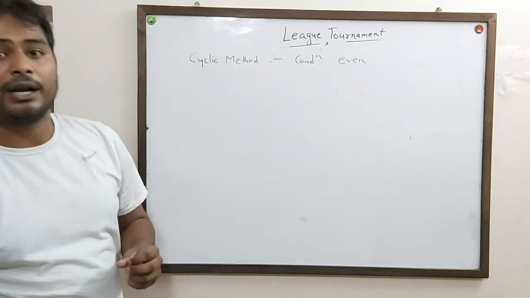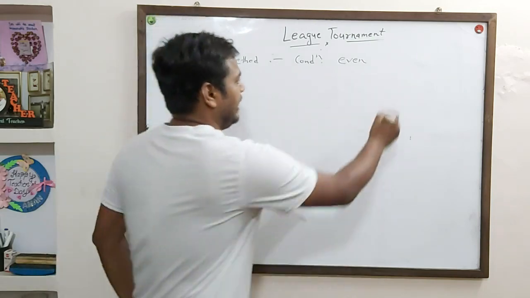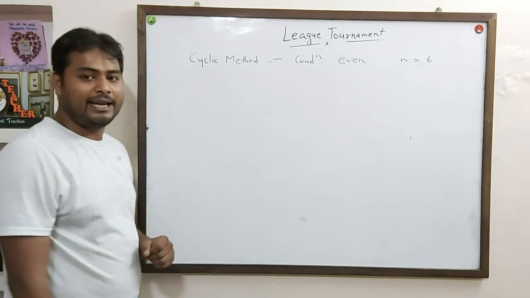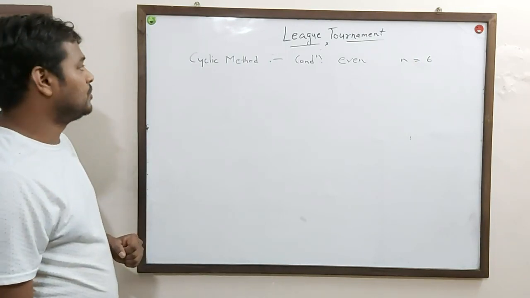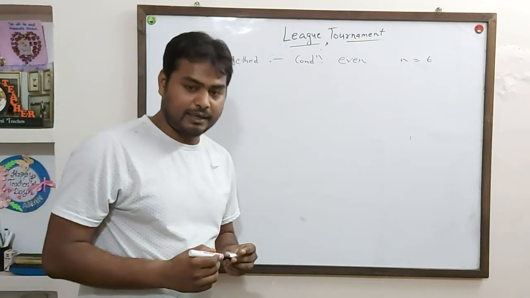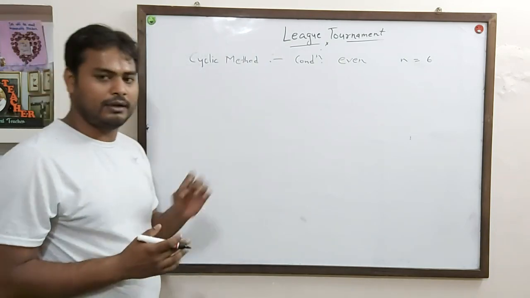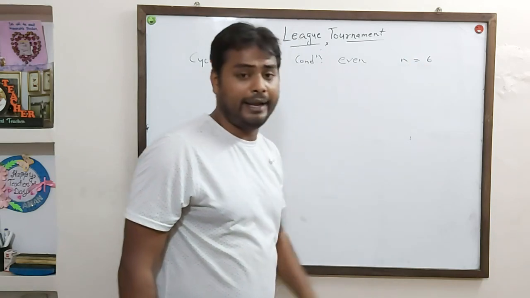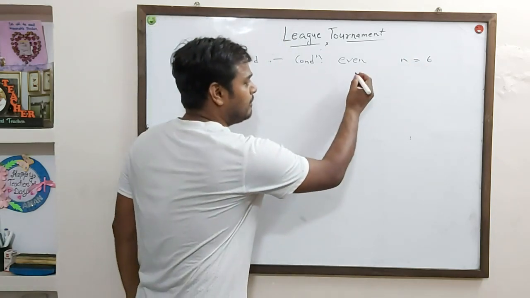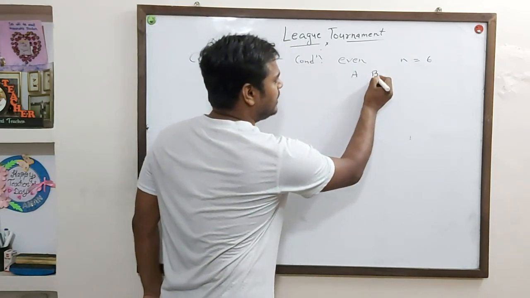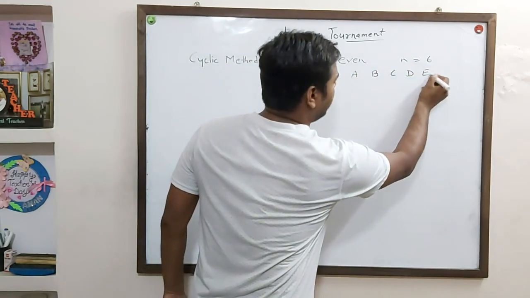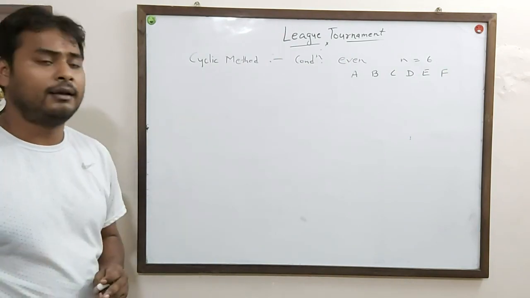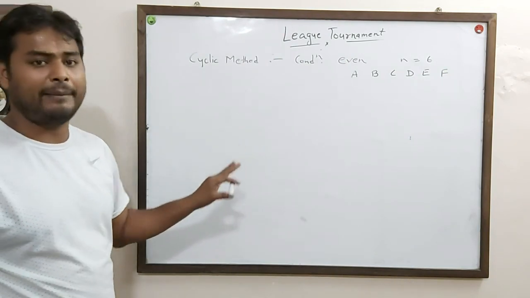Suppose we have to draw a picture for a total number of 6 teams. It means n is equal to 6. So in the cyclic method, first I think it is better that I explain this. The total number of teams is 6, which is even. It means the teams are A, B, C, D, E, F. So all these 6 teams' matches I am going to conduct through the cyclic method.